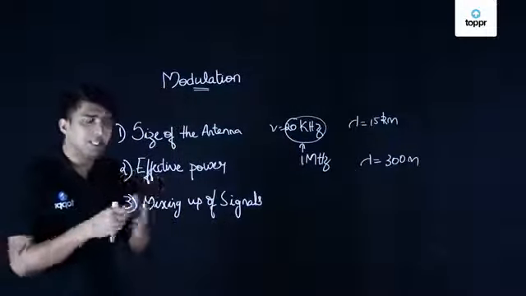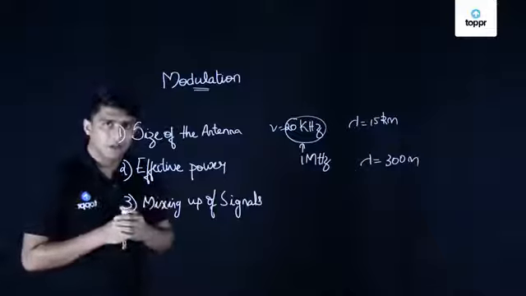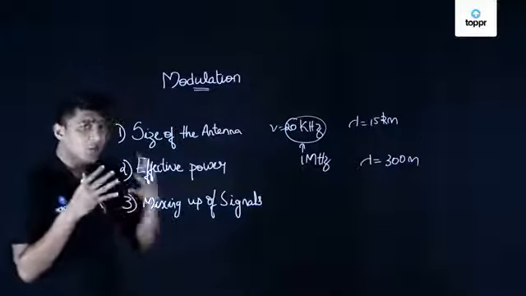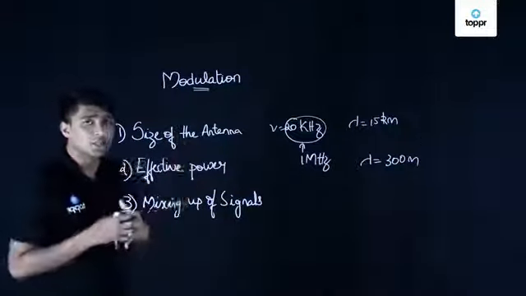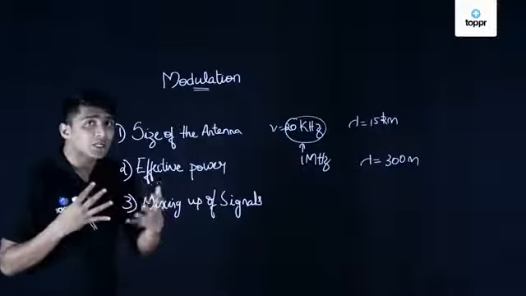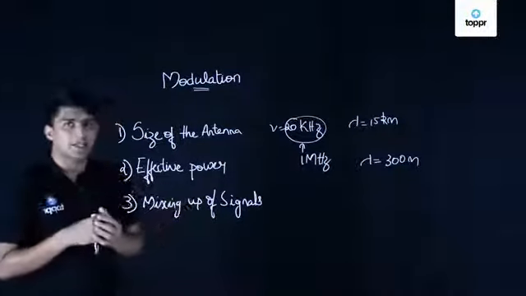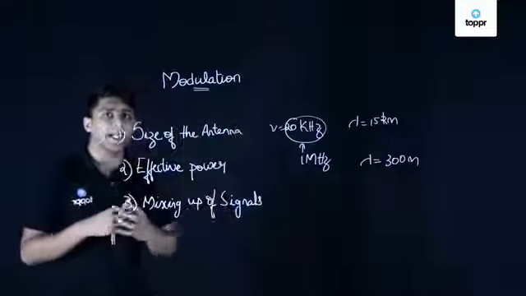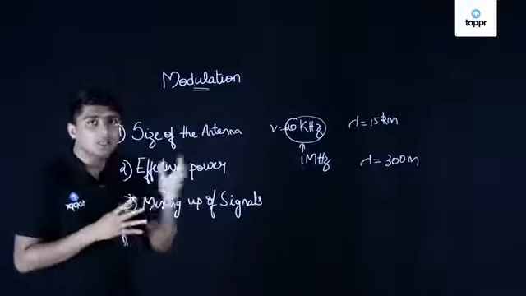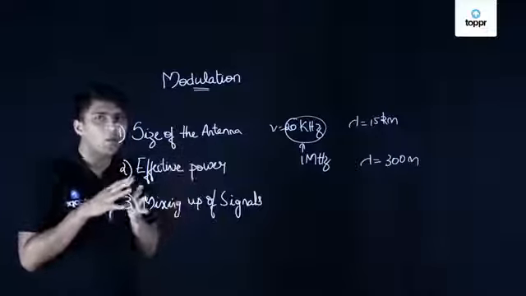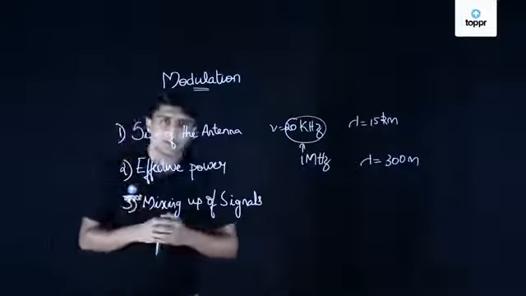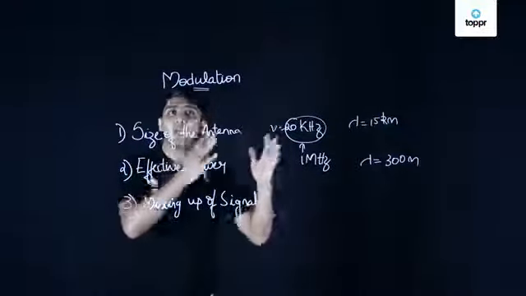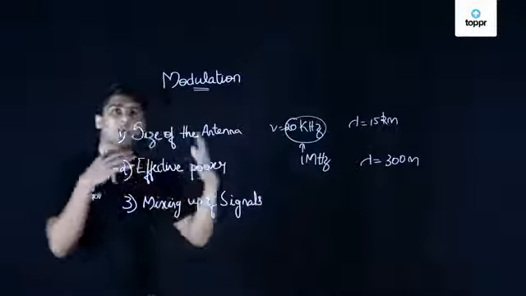Then the third one is mixing up of signals. When the signal is transmitting through the channel, if it is not modulated, then chances are more for noise to get added. What is noise? It's nothing but unwanted signals, right? So the noise will be added to the particular message signal. By modulating it, we are avoiding the mixing up of signals. This is why we say modulation is a very necessary thing when we are learning about communication systems.